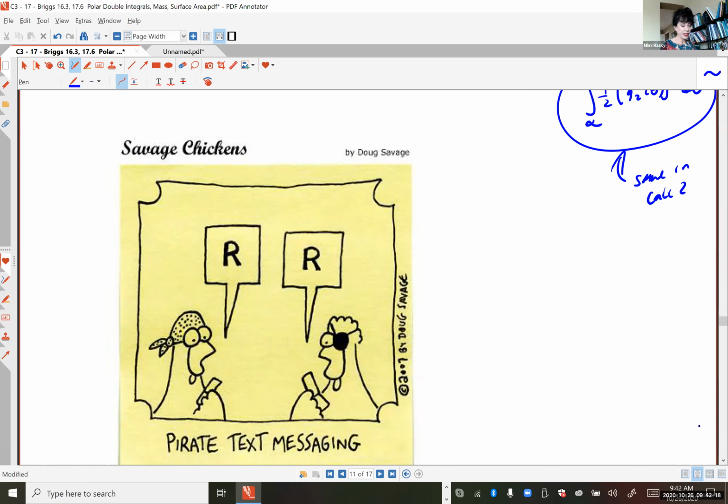So we're going to do something that you actually did in Calc 2, which is find the area of one petal of a flower, a rose petal.